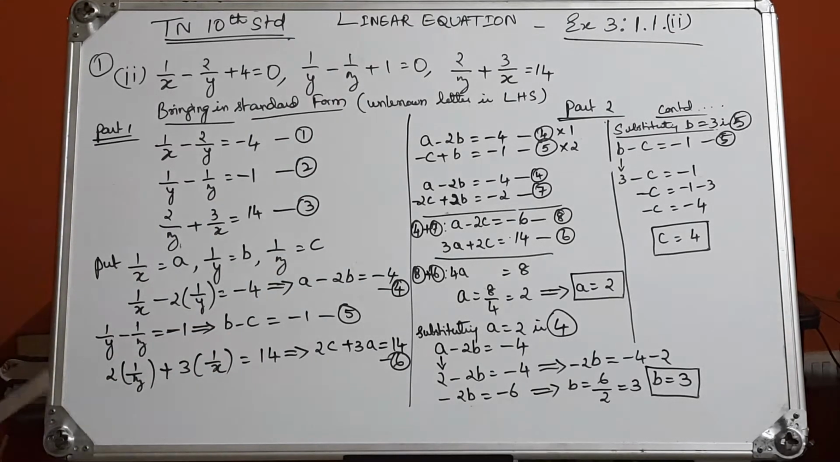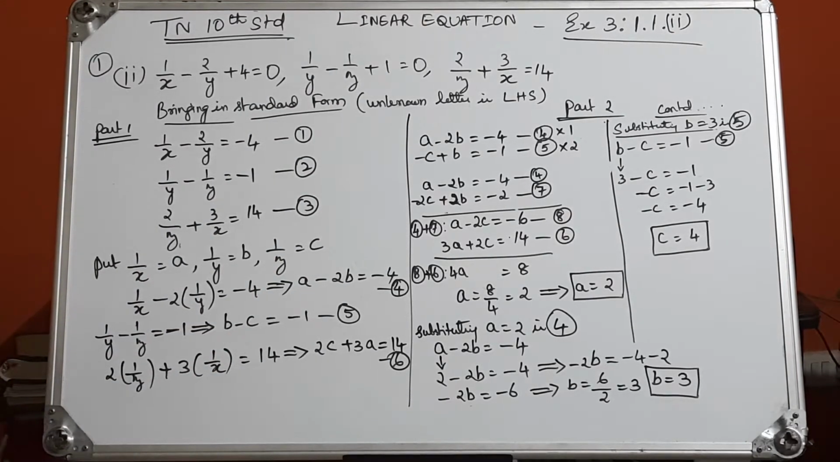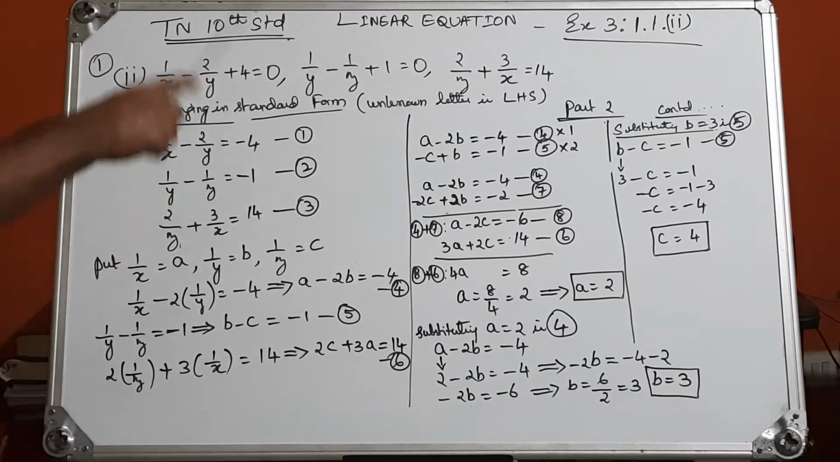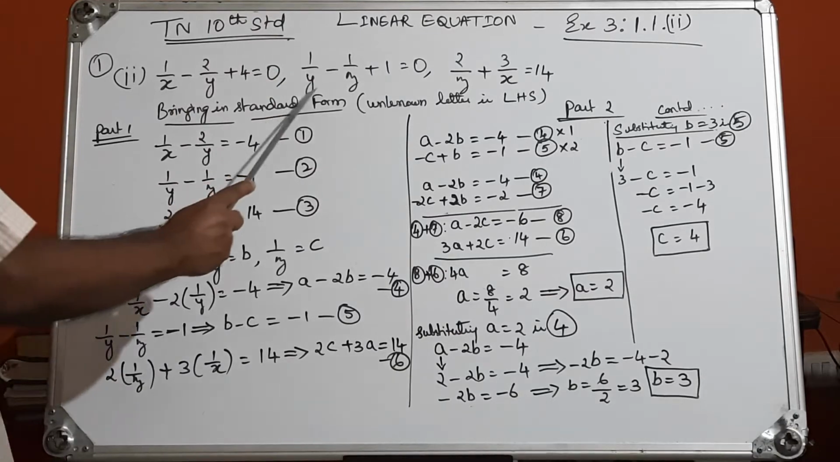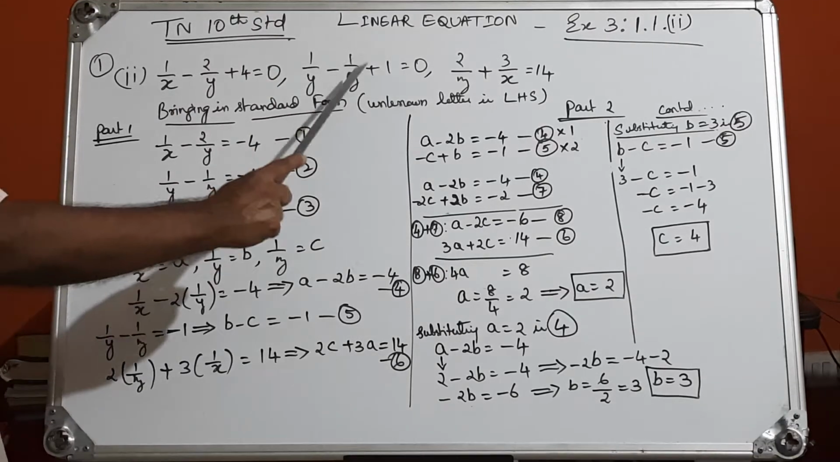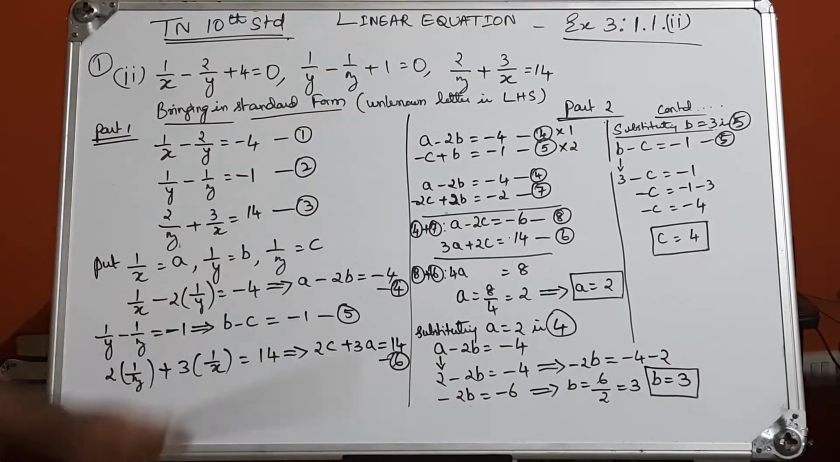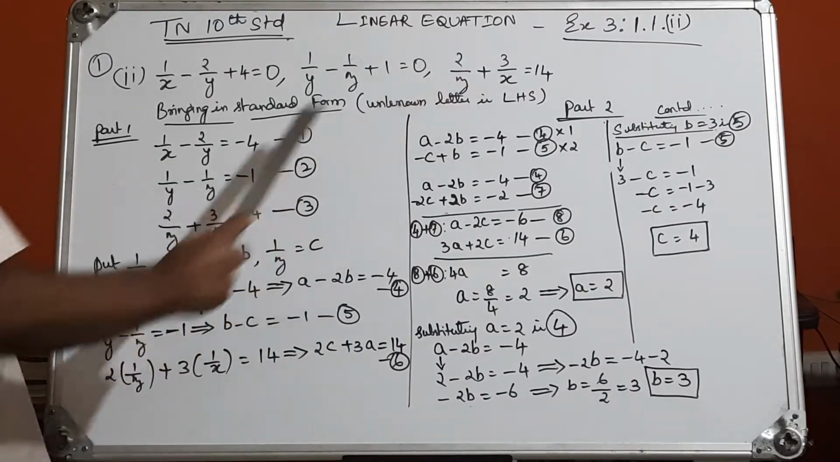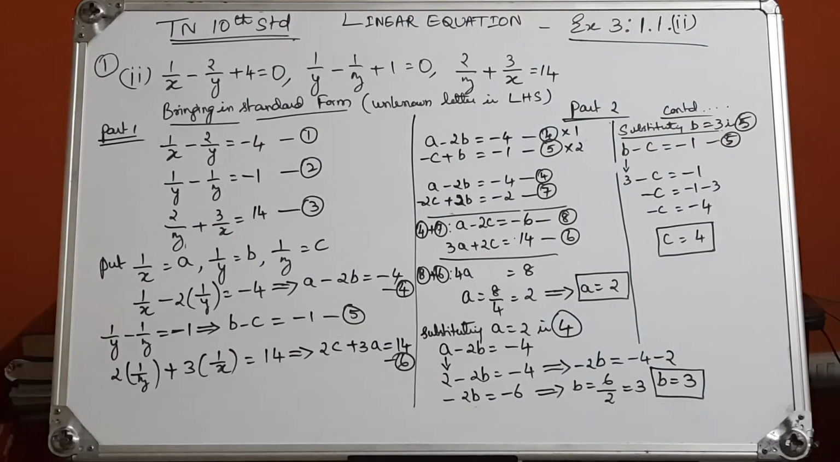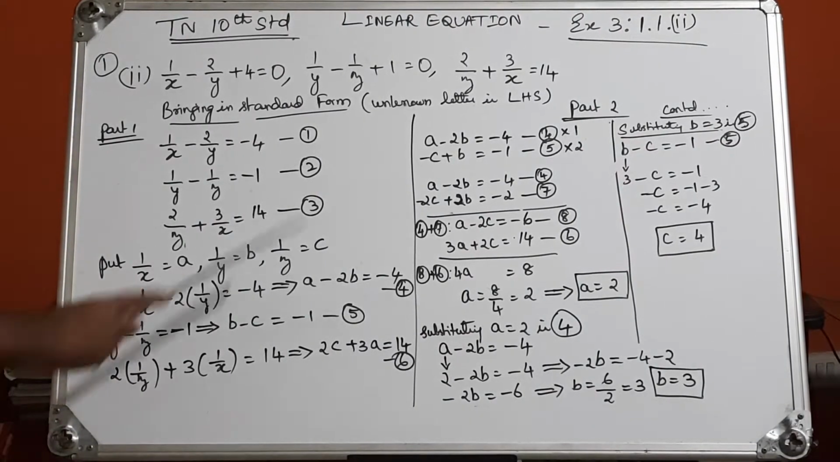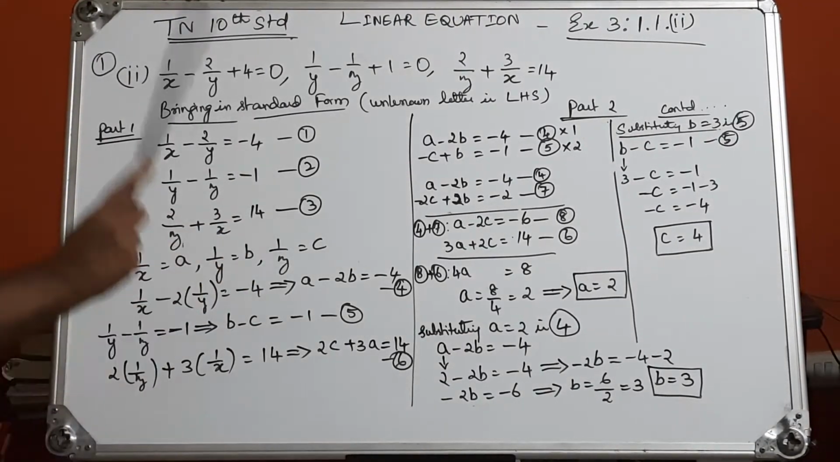If you are very thorough, it's okay. Otherwise, this is the method to do it. Some syllabuses do it directly, but it's better to do it like this. Second equation: 1 by y minus 1 by z, the 1 you take that side, it will become minus 1. The last equation is given correctly: 2 by z plus 3 by x equal to 14. So 1, 2, 3 we brought into the standard form.